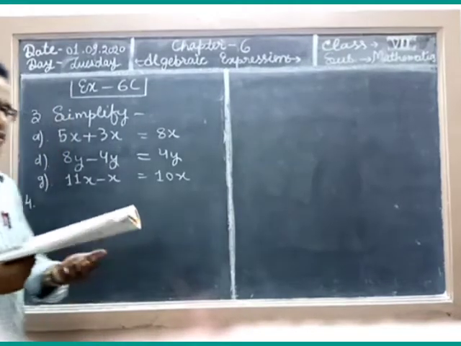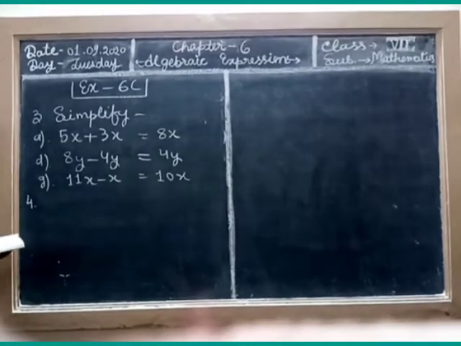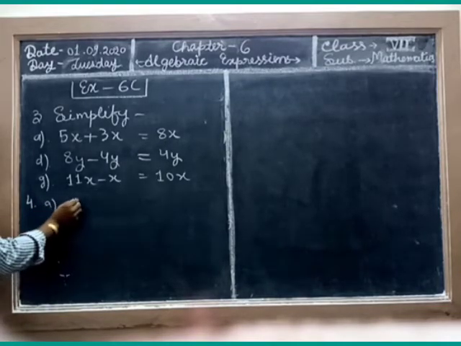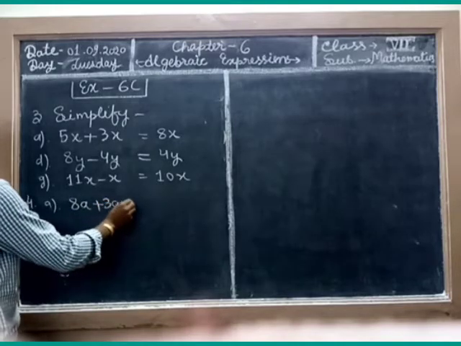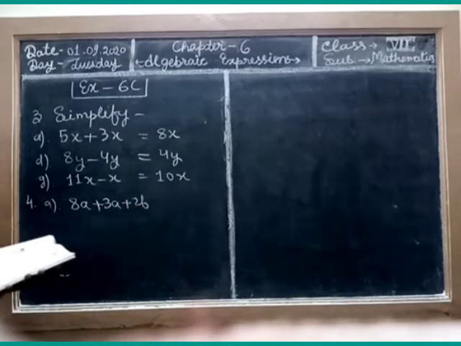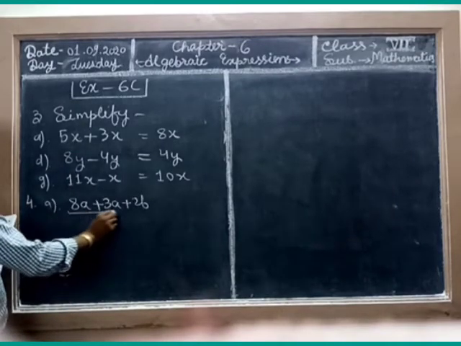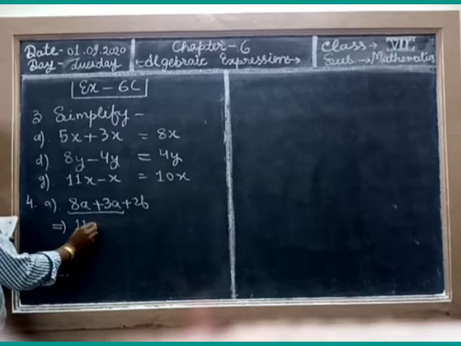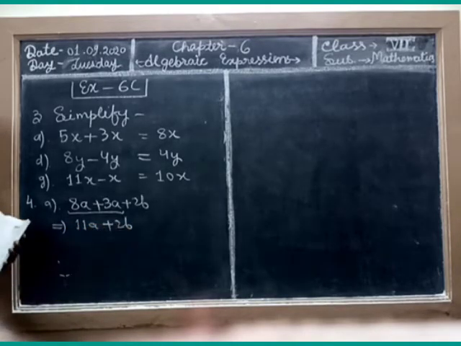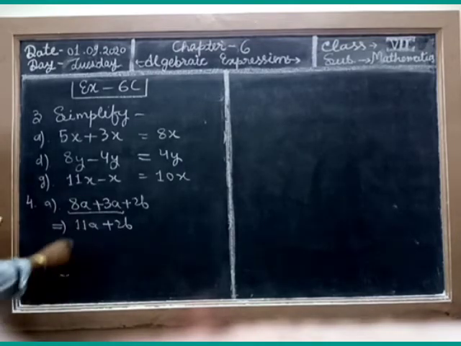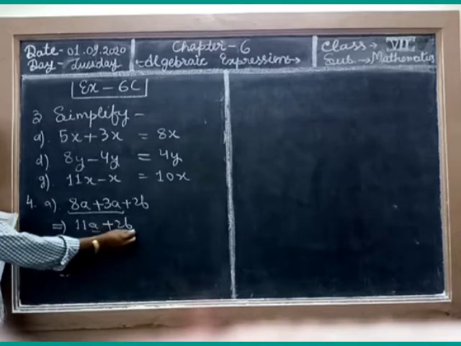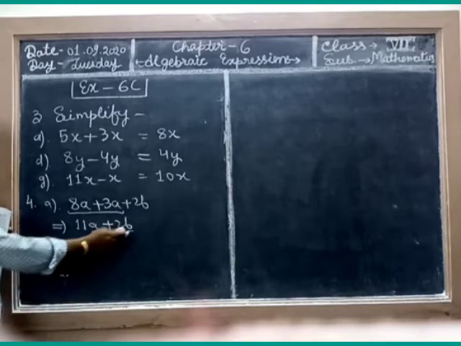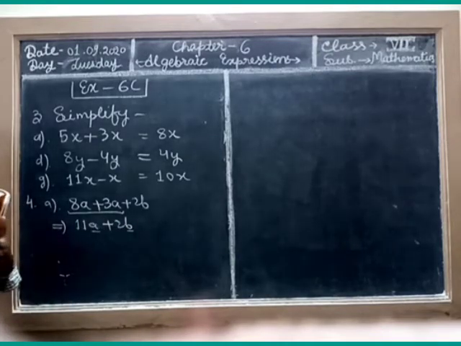Question 4. Simplify the following expressions by adding or subtracting the like terms. So it's a part. 8a plus 3a plus 2b. Now you observe that these two terms are like terms. So 8a plus 3a, that is 11a plus 2b. Now it is not further solved because 11a and 2b, a and b, they are unlike terms. In case it is 2a, then 11a plus 2a, that is 13a. But it is b and it is a, so they are not further solvable.